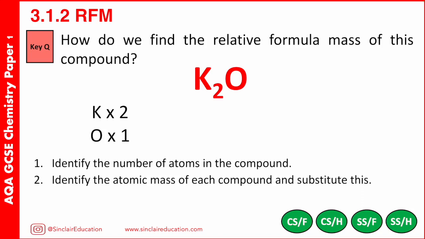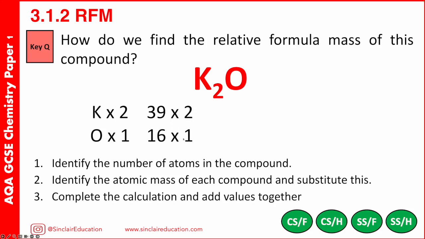So here you look for your mass number in the periodic table, and sometimes in the exam question they might just give you the masses anyway. But if they don't mention it, this is where you go and use your periodic table. In this case, potassium is worth 39 and oxygen's worth 16. So I've got 39 times 2 and I've got 16 times 1. Now we'll finish off our calculation and add those values together.